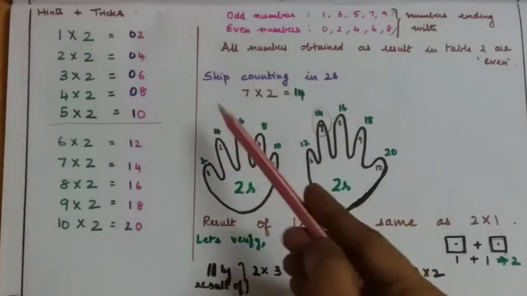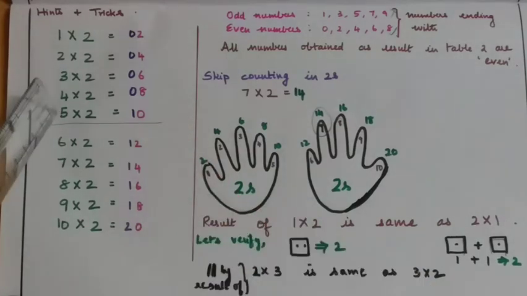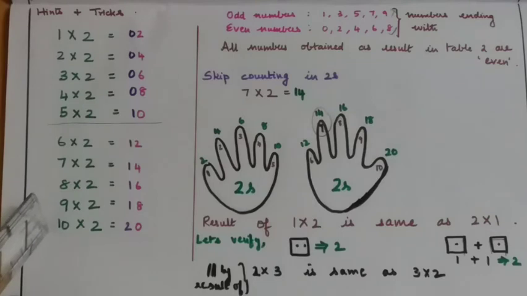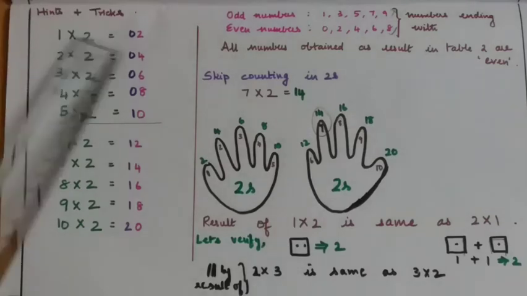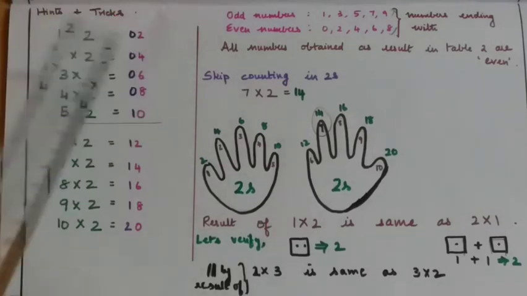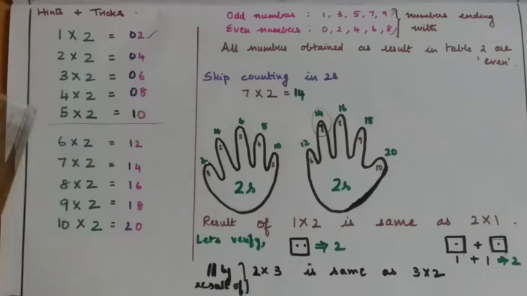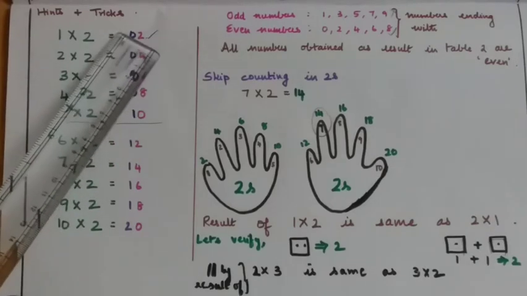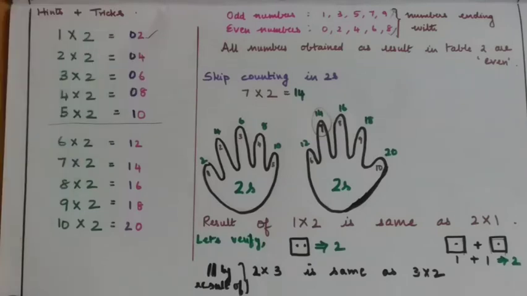Now let's divide table 2 into 2 parts, the first 5 rows being the first part and the next 5 rows being the second part. If you look at the first row, it is 1 2s are 2. So any number multiplied by 1 is going to give the same number. So your child will easily remember the first row of any table.